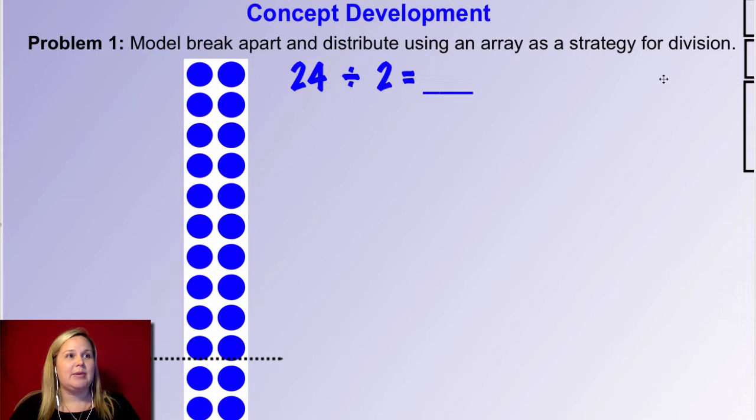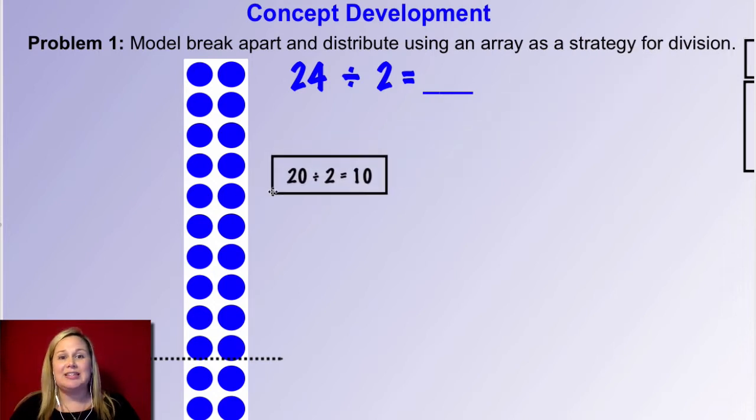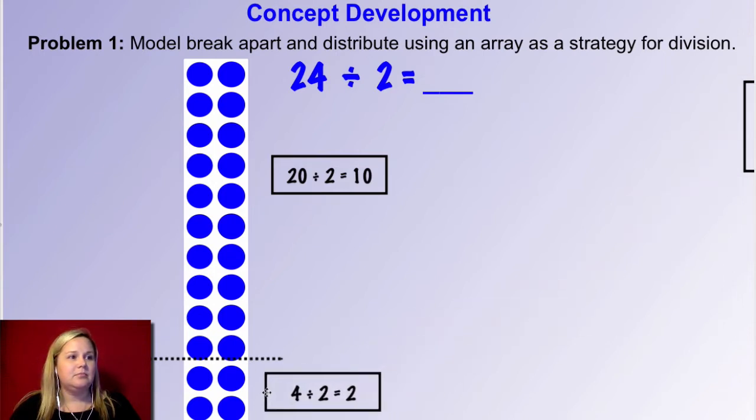Okay, friends, so here's what I came up with. The top part is 20 divided by 2 because there's a total of 20 dots in this top part of my array, and there are 2 in each group. Okay, and then I know that there are 10 rows, so that's how I get the 10. The bottom part, there are 4 total, so that's where the 4 comes from. There are 2 in each row, and there are 2 total groups down there on the bottom, so that's where that comes from.